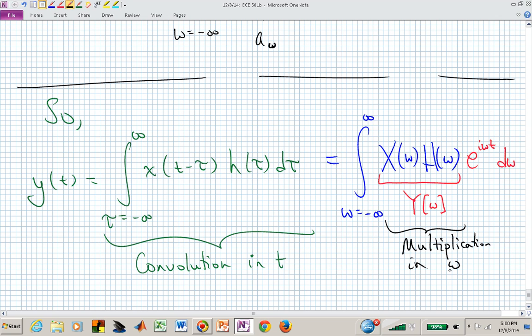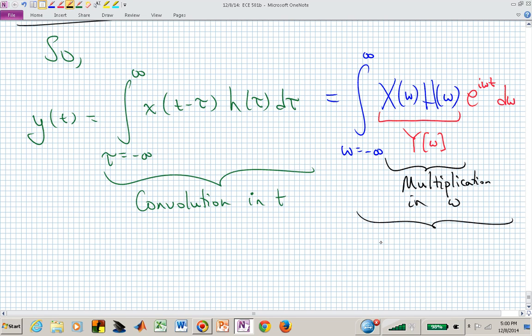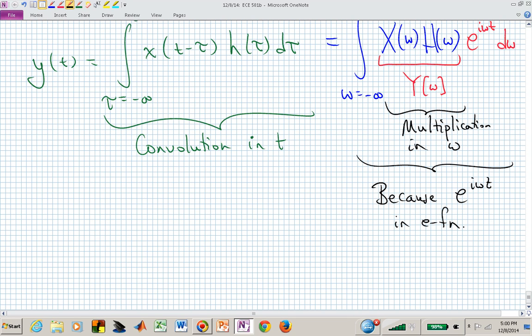in the frequency domain, and that's because we've now decomposed this relative to its frequency content. Because e to the I omega t is an eigenfunction that we can now decompose these signals into.